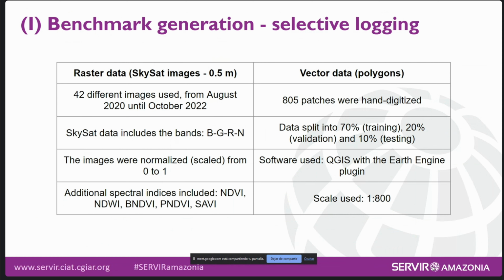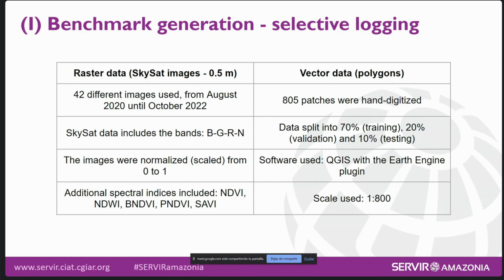So this was our first benchmark of the selective logging dataset. We have almost multiplied by 2 the amount of patches that we manually hand digitized before. We used to have less than 300 patches. Now we have over 800 patches and over 40 different satellite images from August 2020 until October 2022.